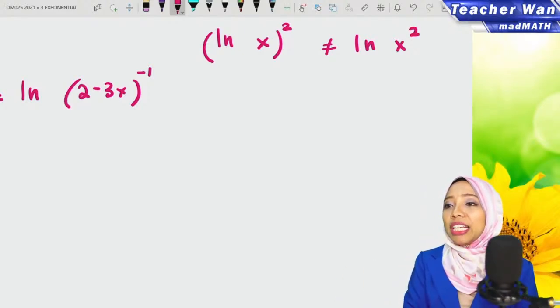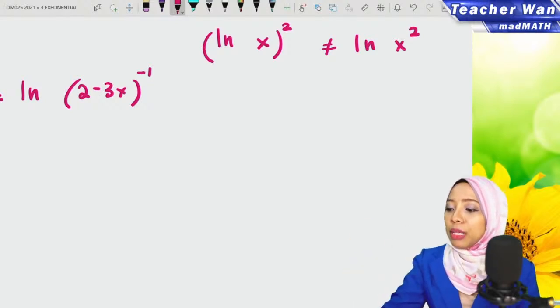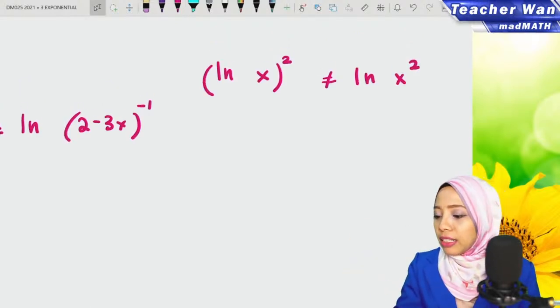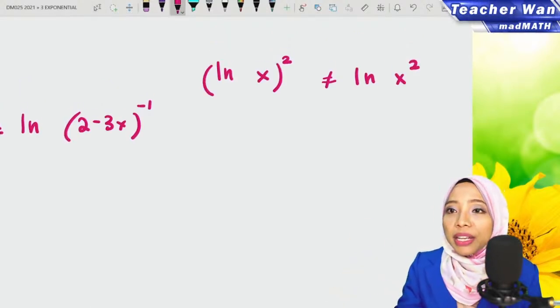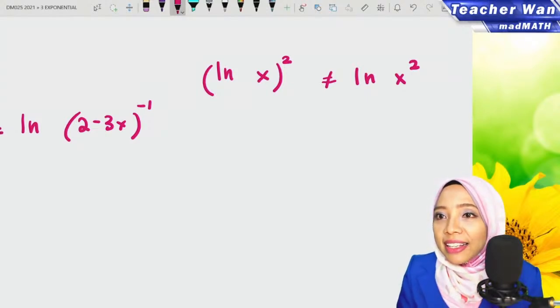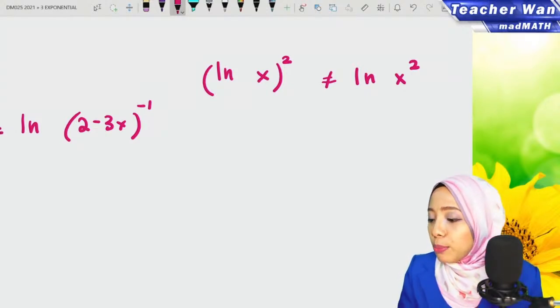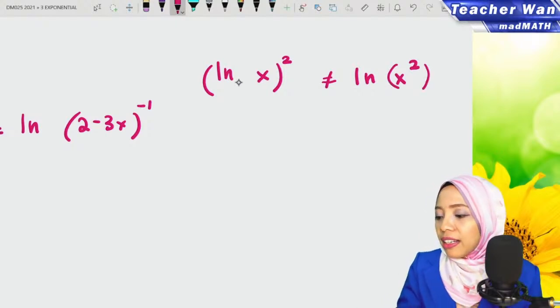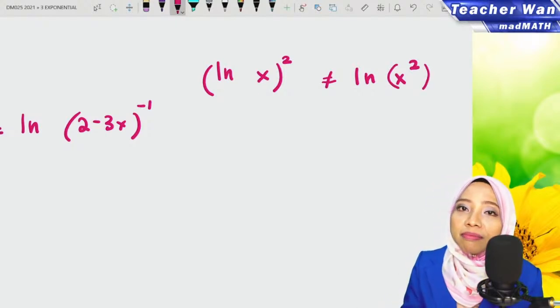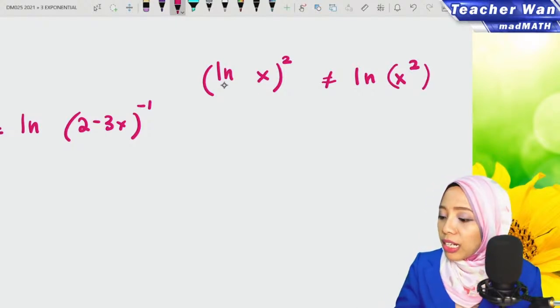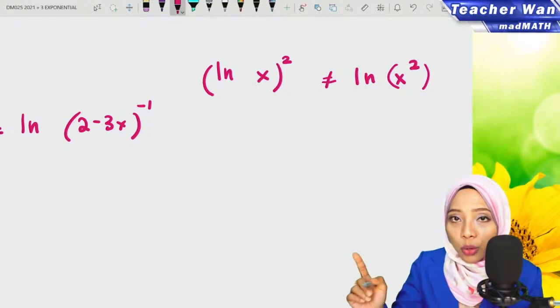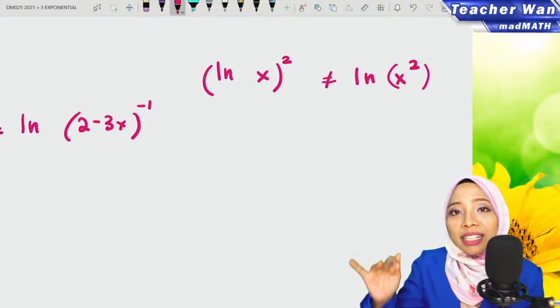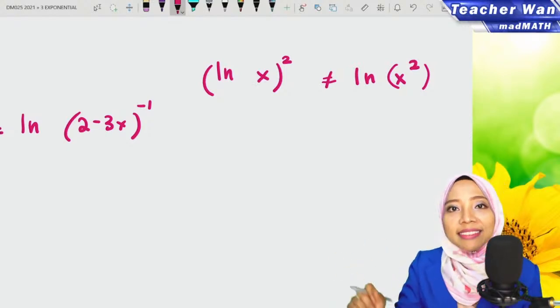Why is it not equal? Can anyone tell me why it is not equal? Ln x square and ln x square ni sebut sama je kan? Sebut sama je. Tapi dia punya bracket sebenarnya tak sama. Ini semua the whole thing. So if you press your calculator, ln 3 square is not equal with ln 3 square which is 9. Ln 9 tak sama.